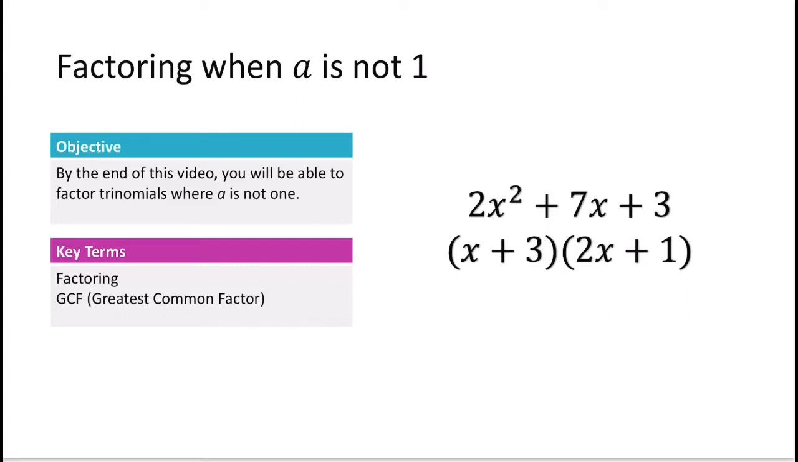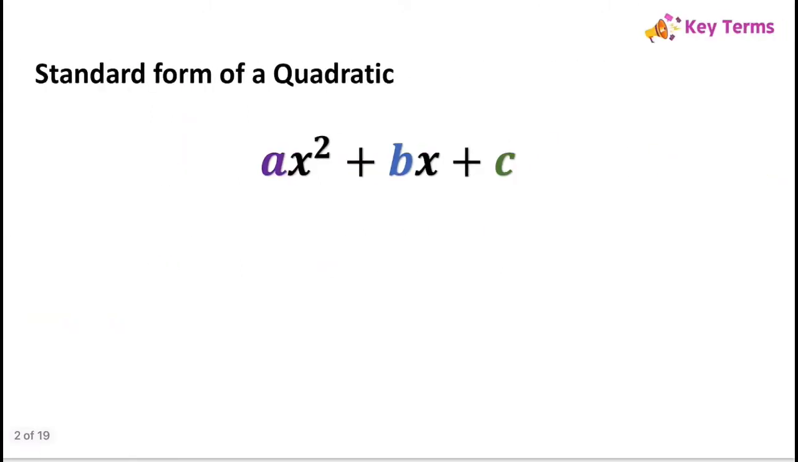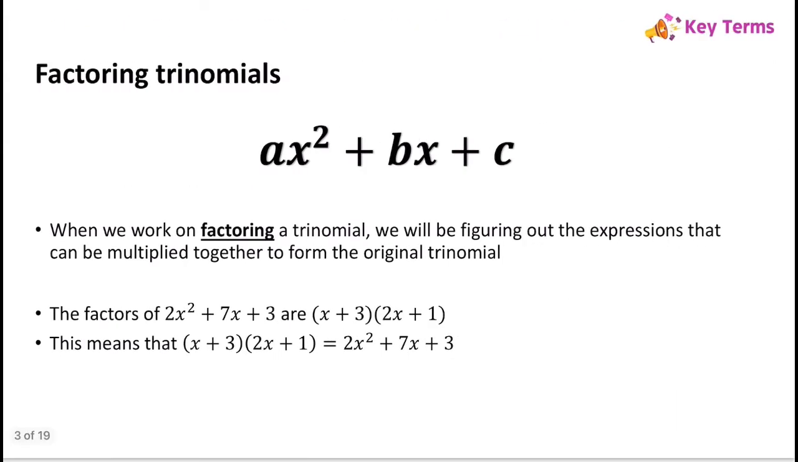So in this video, we're going to talk about how to factor trinomials where a is not 1. So here we have the standard form of a quadratic, remember, which is ax squared plus bx plus c. So a is the coefficient of the x squared term, b is the coefficient of the x term, and c is the constant term. So when we factor a trinomial, we're going to be figuring out the expressions that can be multiplied together to form the original trinomial.